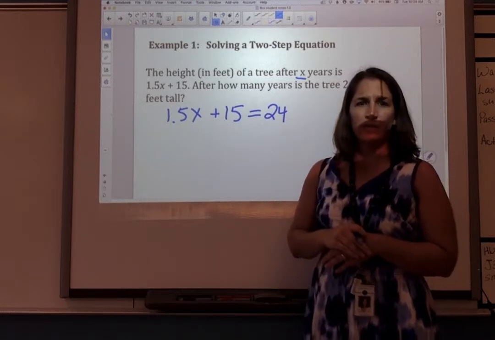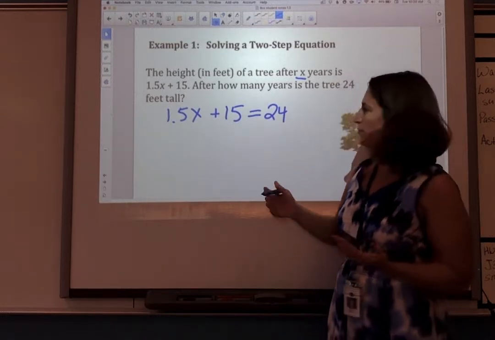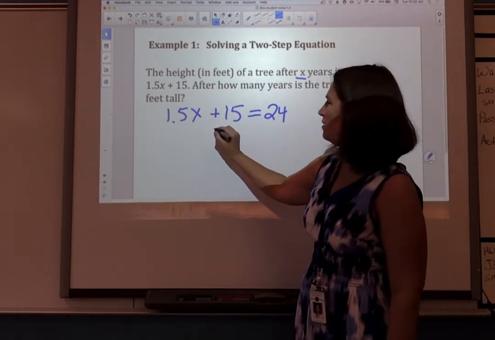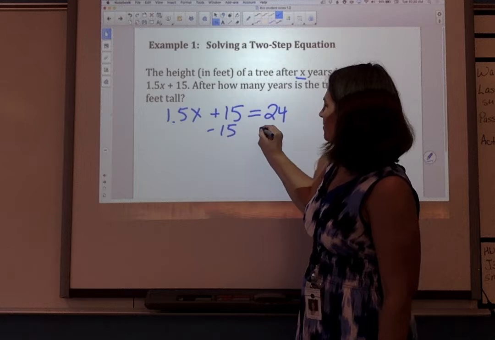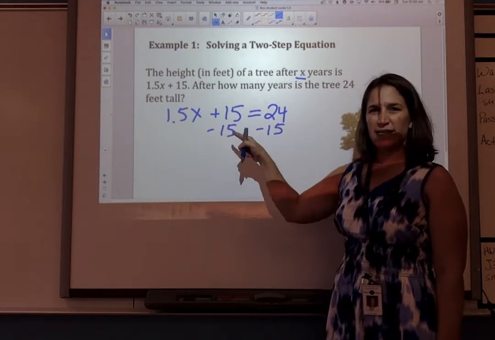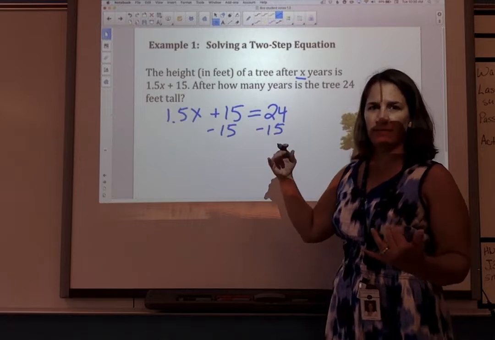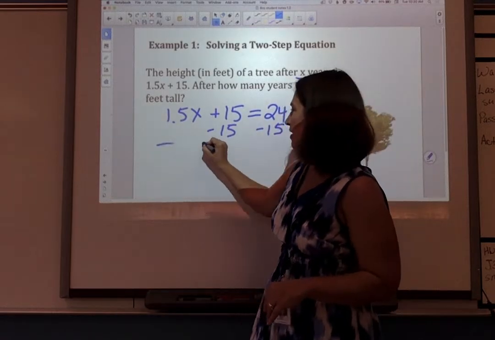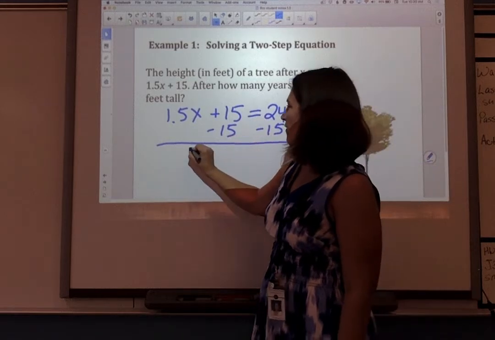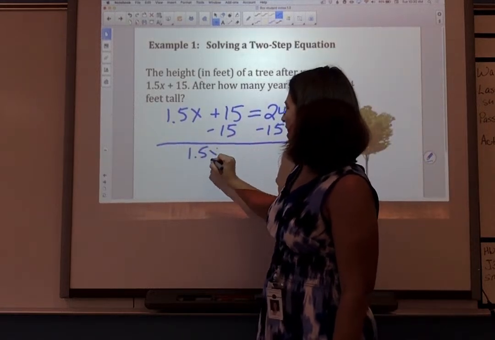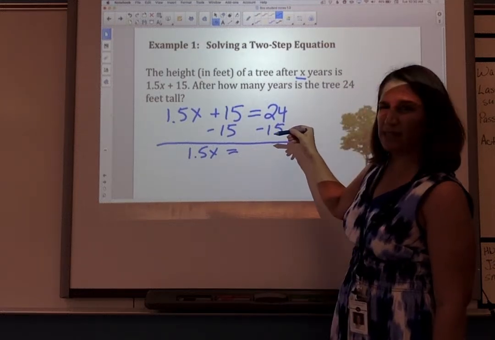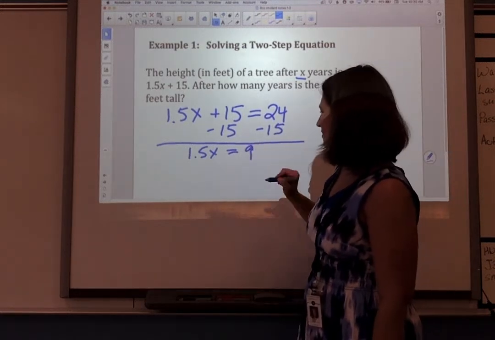So our idea is we want to get the x all by itself. We're going to use the inverses. Here we see this plus 15, so we're going to subtract 15 from both sides. And it's really important that I see this step. I don't want to have that in your head; I want to see you write that down. I have 15 minus 15 is 0, so I'm left with 1.5x equals 24 minus 15 is 9.